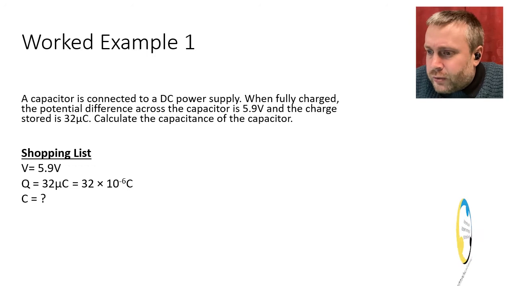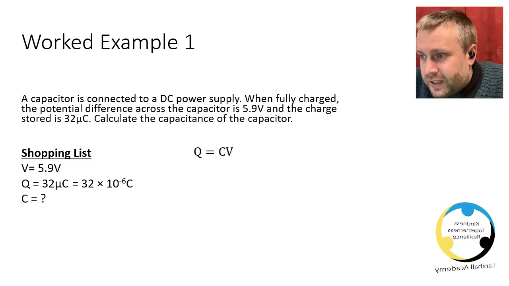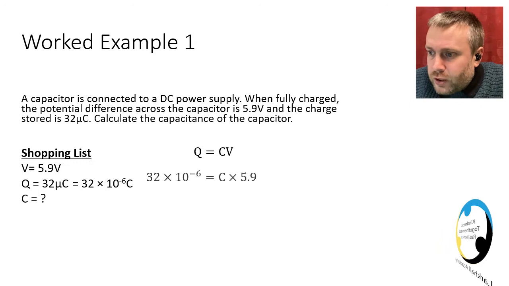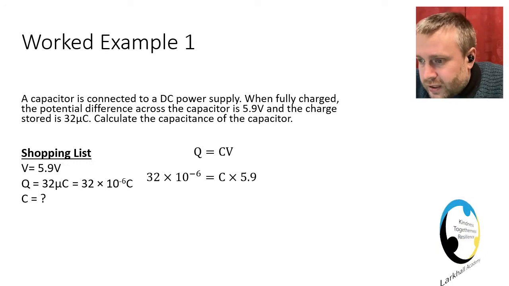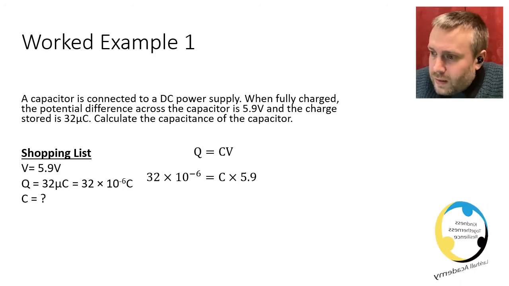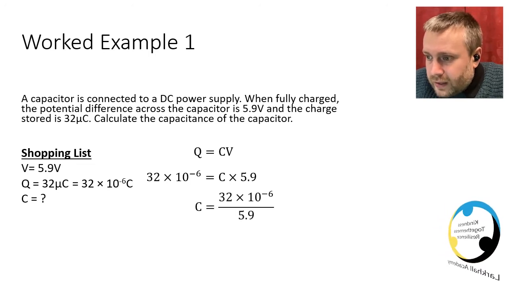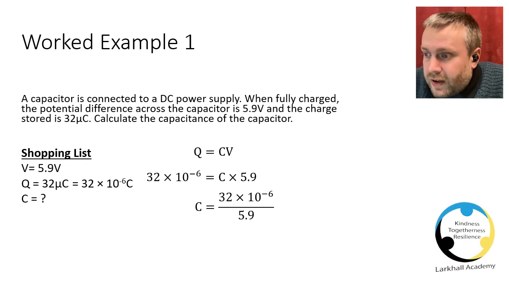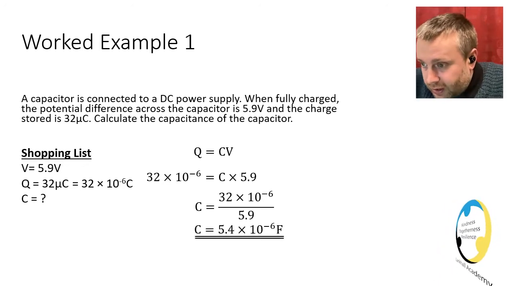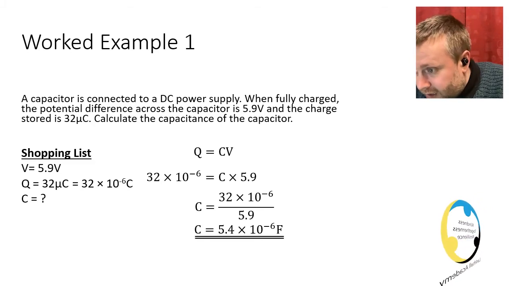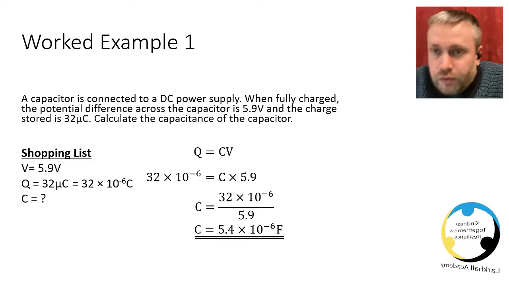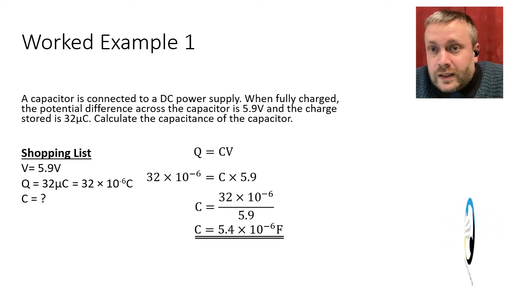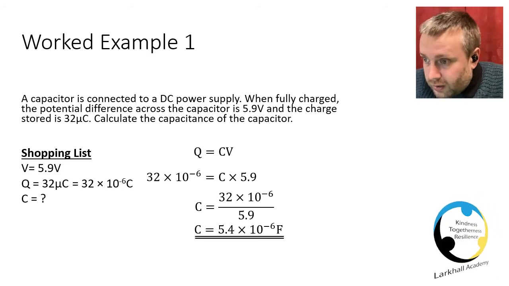So for our first mark, we're going to write down our equation. Q equals CV. Then we're going to substitute in our values. That gives us our second mark there. So 32 times 10 to the minus 6 is equal to C times 5.9. Need to rearrange, obviously. That gives us C equals 32 times 10 to the minus 6 divided by 5.9, which gives us an answer of 5.4 times 10 to the minus 6 farads. Obviously make sure you round that off correctly when you're doing your calculations.